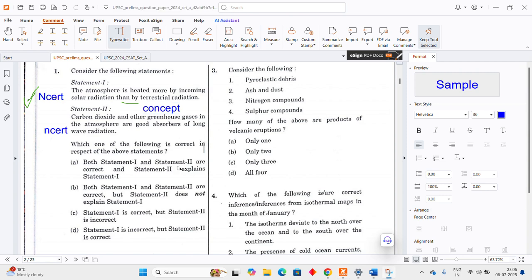Third thing that you should notice is the pattern. It is a statement based question. In a statement based question, you could be given three statements, right? And they could change this to any kind of option.